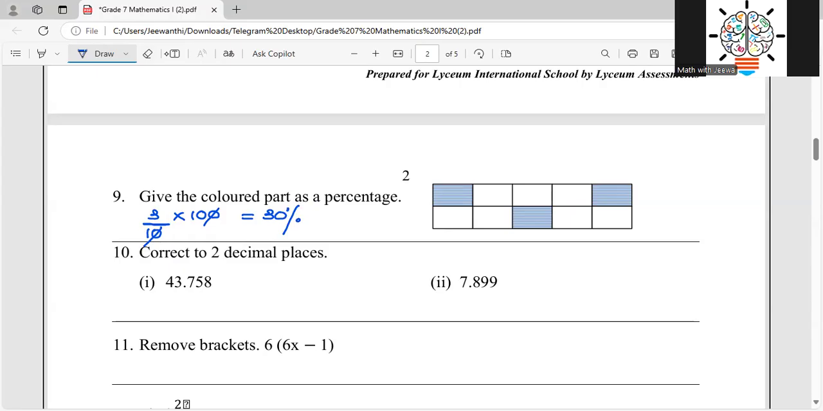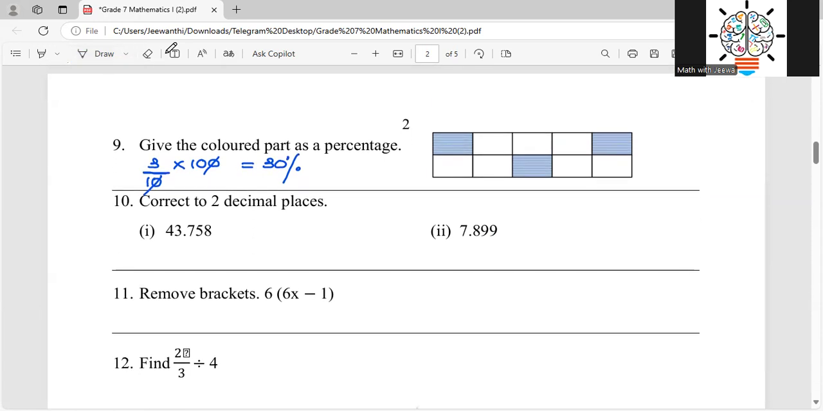So it is 30%. So then we have 10 boxes. Out of 10 boxes, 3 were shaded. So that means out of 100, 30 should be shaded. So 30%. And the next question, you want to correct to 2 decimal places. So when you're correcting a particular number to 2 decimal places, the first thing, you want to identify the second decimal place. And I underline the second decimal place like this. So this is the second decimal place.